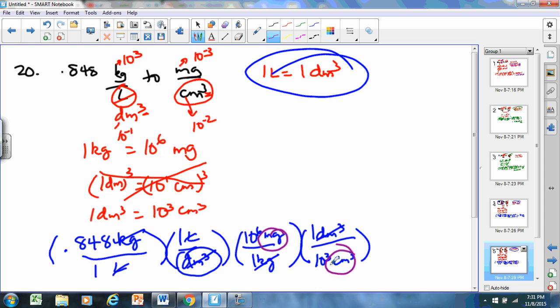848 times a million divided by 10 to the third is going to be 848 milligrams per cubic centimeter. And that's it.